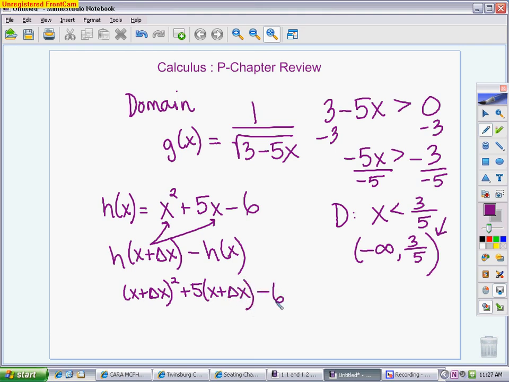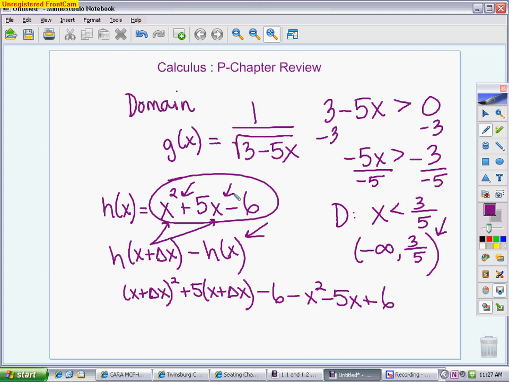It's really easy to forget the minus 6. Here's where it's different. Now you have this piece that says minus h of x. What that means is to subtract the original function. This is the original function. That is what h of x is. So I'm going to be subtracting, which will make it a negative x squared, a negative 5x, and a positive 6. Because when I subtract, it will change all of the signs in the original function.